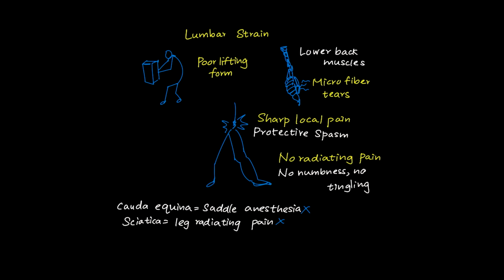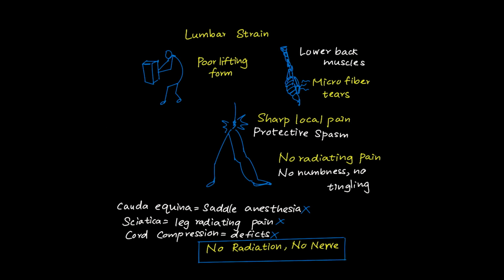Here's a D236 OA exam tip for you. Separate muscle from nerve using no radiation, no nerve. If the pain stays local and nothing shoots down the leg, the nerves are fine and the muscles are the problem. No radiation, no nerve equals lumbar strain.